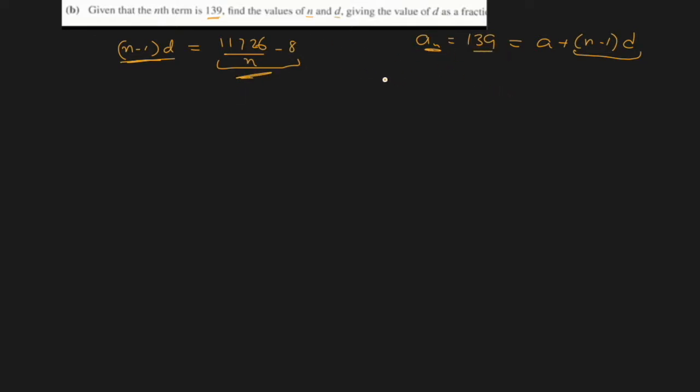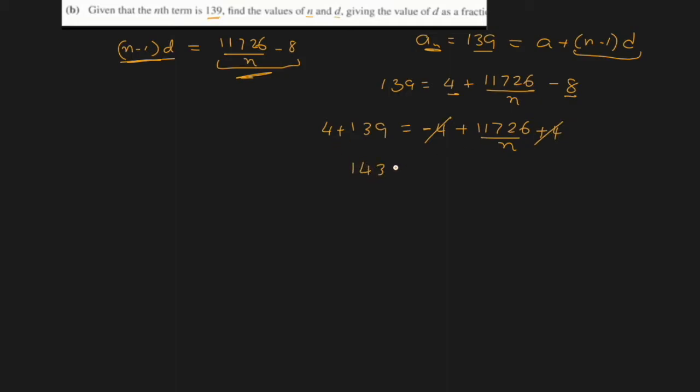So 139 equal to a, the first term, which was 4, plus (n minus 1)d, which is 11726 over n minus 8. So 4 minus 8 is negative 4. So 139 equal to negative 4 plus 11726 over n. To get rid of this negative 4 on the right side, we will add 4 here and we will add 4 to the left side also. So they're gone.